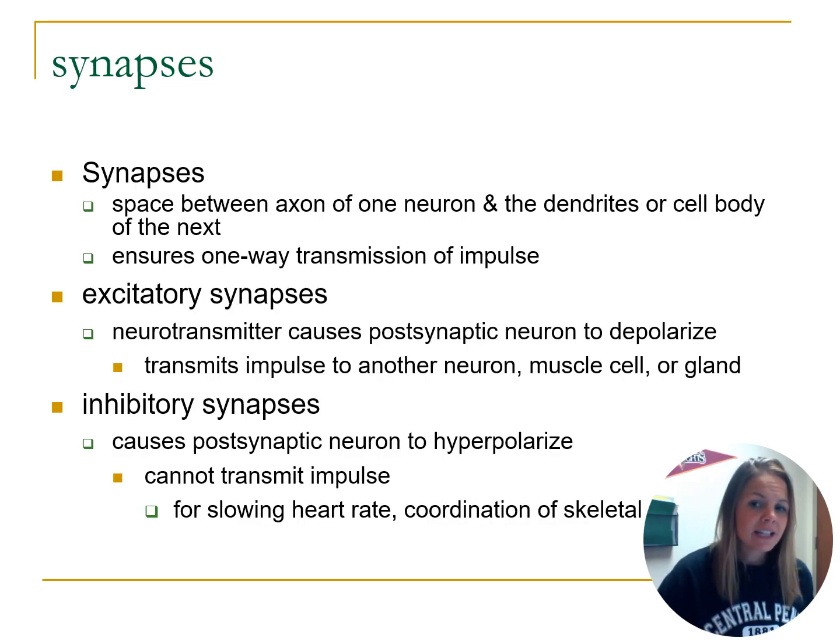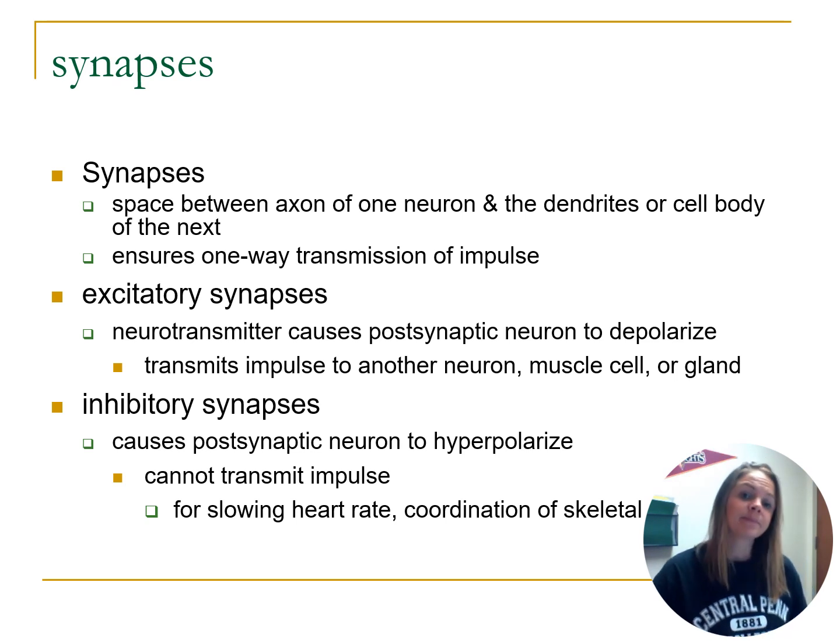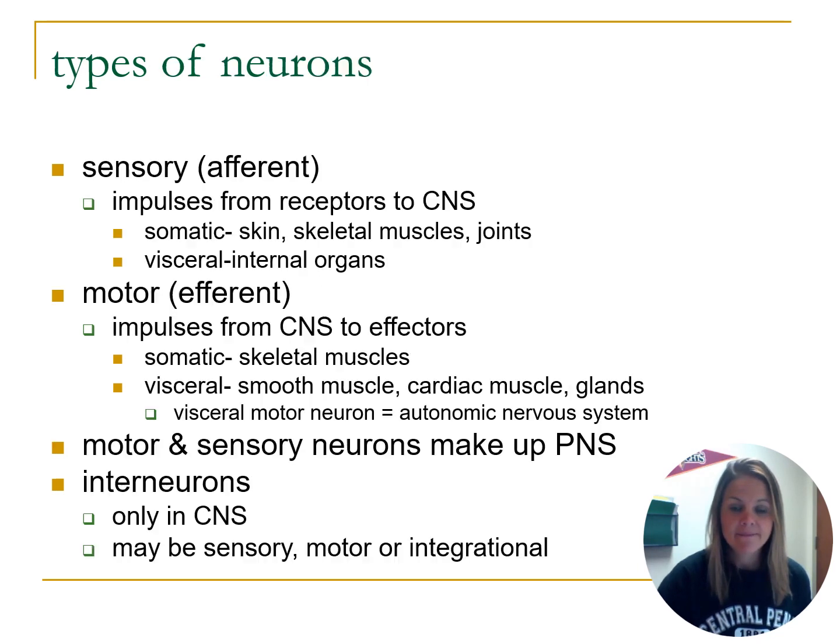The neurons do not actually touch one another, and they use gaps or synapses to continue to transmit the impulse. At a synapse, a nerve impulse is carried by a neurotransmitter. There's 3 different types of neurons. Sensory neurons carry the impulses from receptors to the CNS as a result of detecting the change. Motor neurons carry impulses from CNS to effectors in response to the impulse.